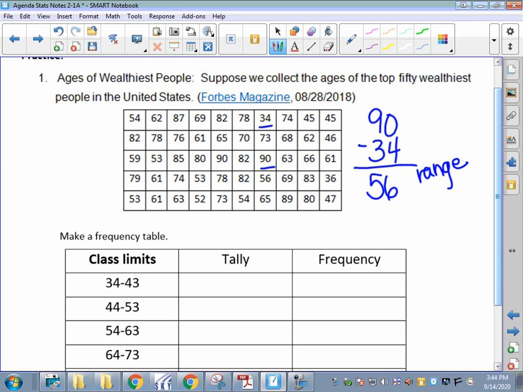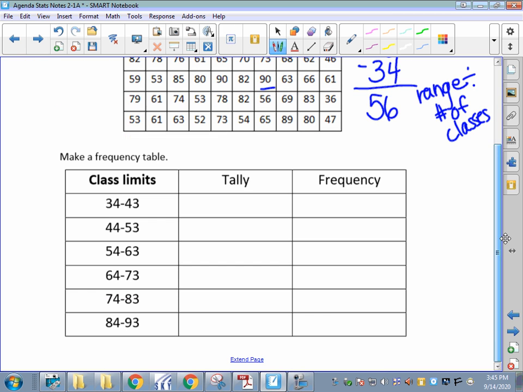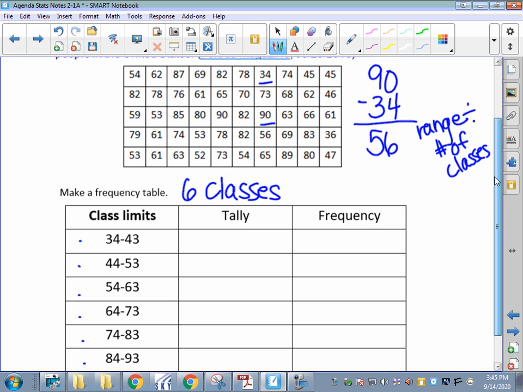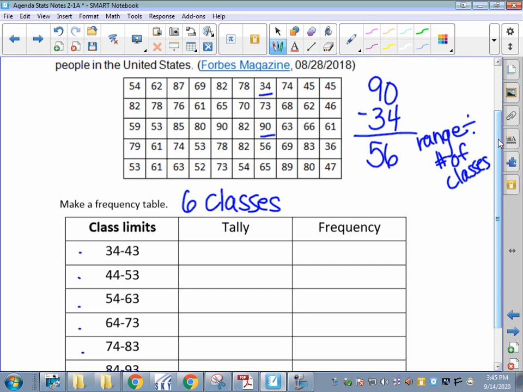And I'm going to do my range divided by the number of classes. Well, I'm going to have to tell you in the directions, or you're going to look at the table and say there's 1, 2, 3, 4, 5, 6 spots for classes. I should have typed that up in the directions, but since I filled in the classes for you, I didn't. So 56 divided by 6 does not come out exact. That's like 9 point something, isn't it? 9.3 or something like that.